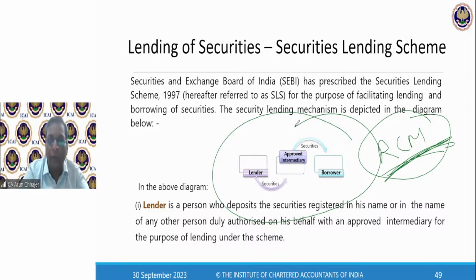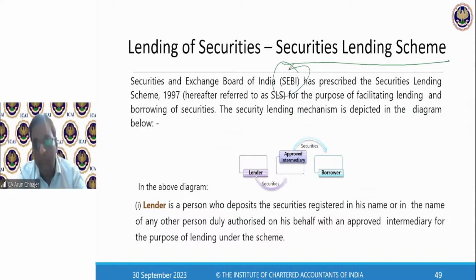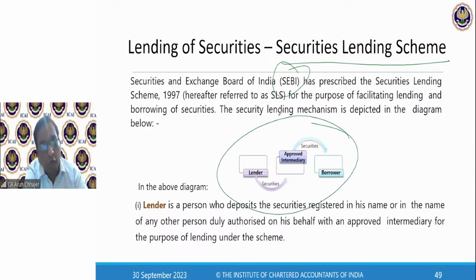So the first point, lending of security, that is as per the security lending scheme of SEBI. There is a scheme, which concept we will discuss in detail, but my question is that in this particular transaction, who will pay the tax?